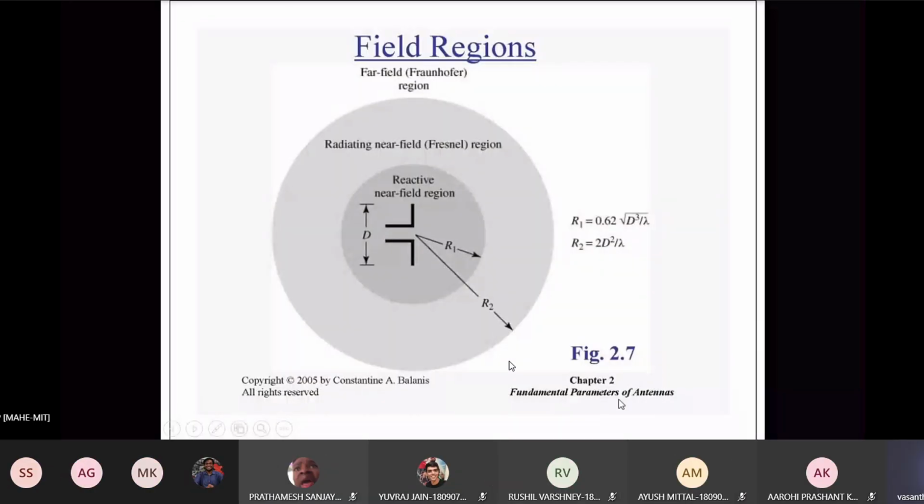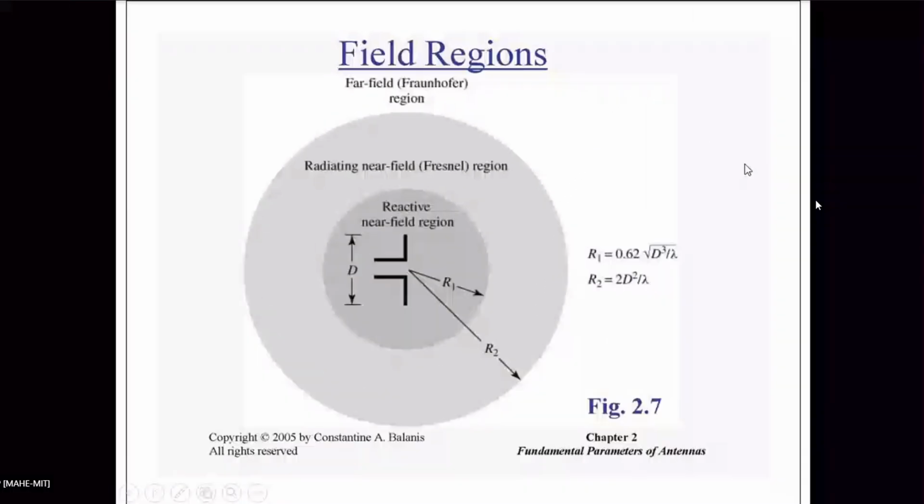Okay, now tell me. Yes, sir. Field regions. Okay, sorry, I didn't know that. In this slide, you can see an antenna, a dipole antenna maybe, and a dimension, the largest dimension, is mentioned. What is D? D is the largest dimension of the antenna.